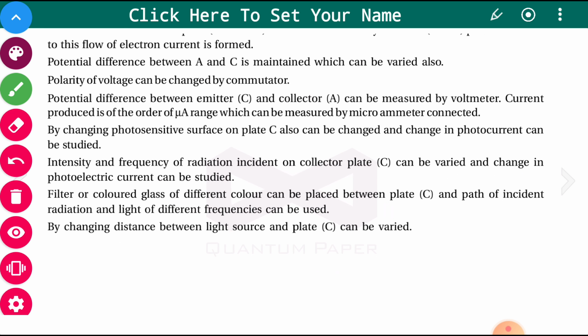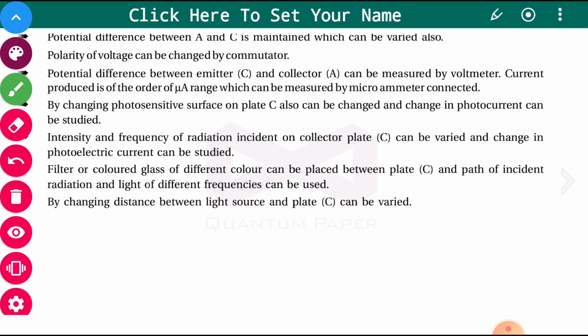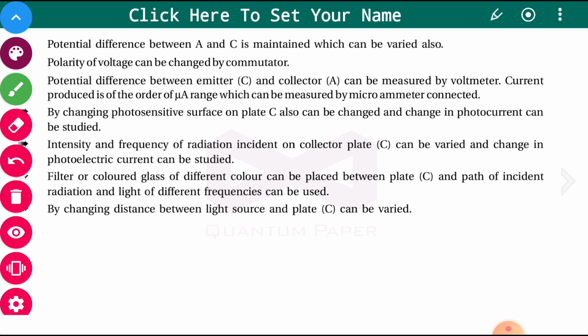The intensity and frequency of radiation incident on the plate C can be changed. What will happen, will the photoelectric current also change or remain constant? That also is the procedure which is followed in this experiment. A filter or colored glass of different color can be placed between plate C and the path of incident radiation, and light of different frequencies can be used.